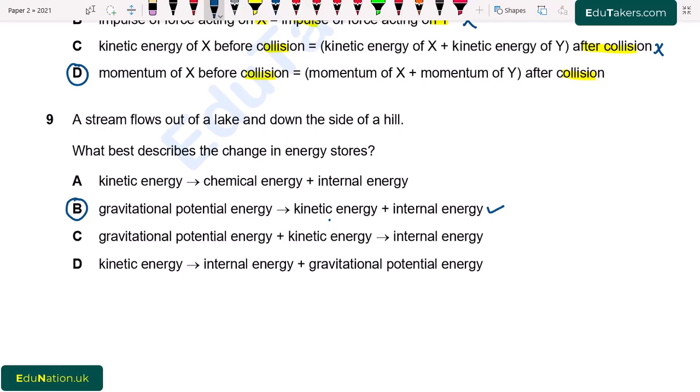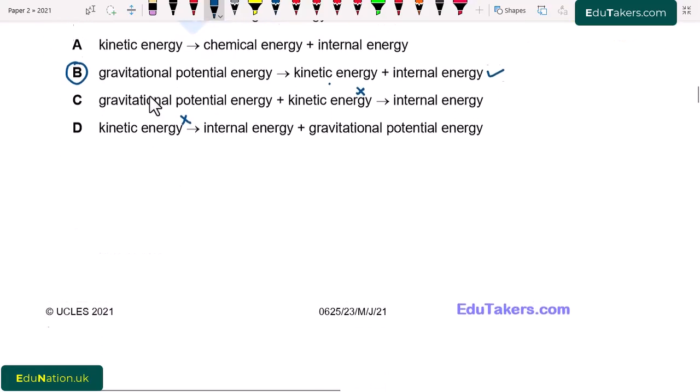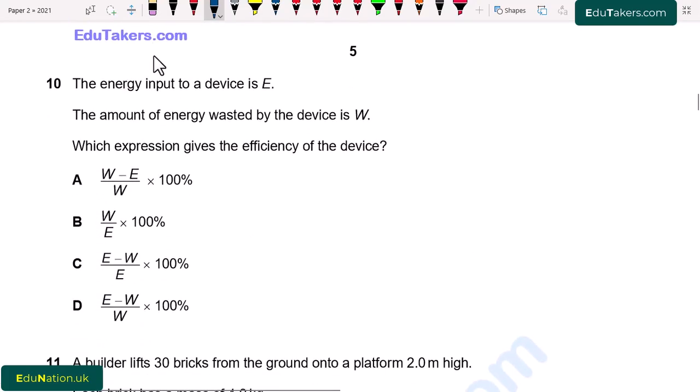We also see the other options, gravitational potential energy plus kinetic energy. First of all, there is no sum of gravitational potential energy and kinetic energy. And D option, kinetic energy changes into internal energy. In the start, there is no kinetic energy. So D option is also incorrect.